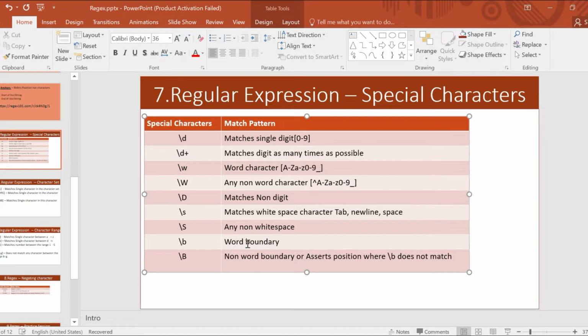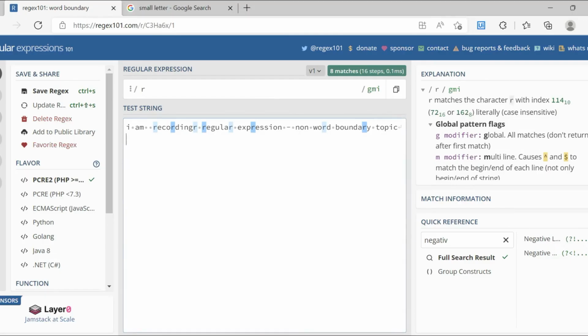\b, small b, is the word boundary. This is the topic we discussed in detail in the last video. I recommend you to watch that video before watching this video. And capital B is the non-word boundary. And what is the meaning of this? It asserts position where \b, that is where word boundary, does not match. Now we will go to regex101.com and let's see what it means.